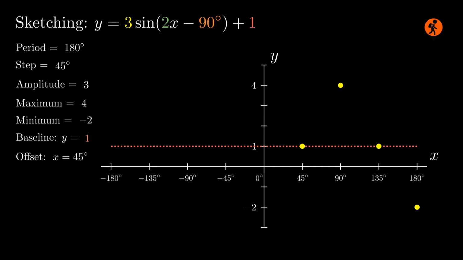Now, let's return to our starting offset at 45 degrees on the baseline and work backward to the left. Stepping left to 0 degrees, the wave pattern dictates we go down to the minimum. Stepping left again, we return to the baseline. At -90 degrees, we go up to the maximum. Another step left brings us back to the baseline. And our final step to the left drops us down to the minimum.